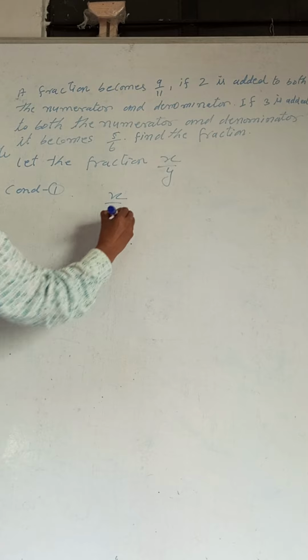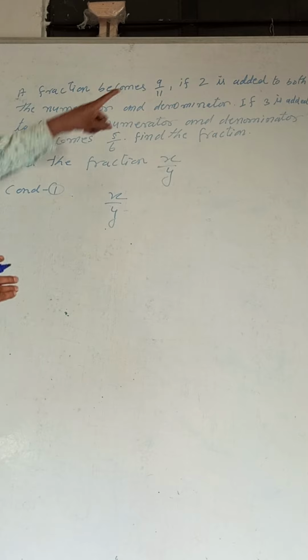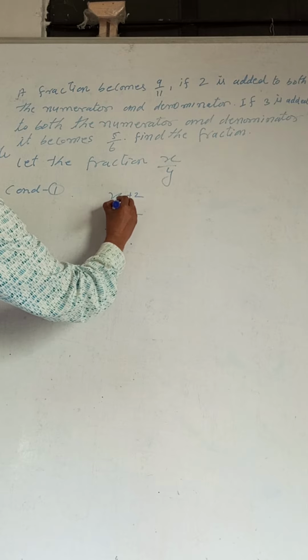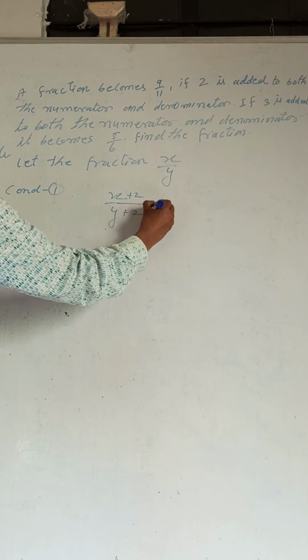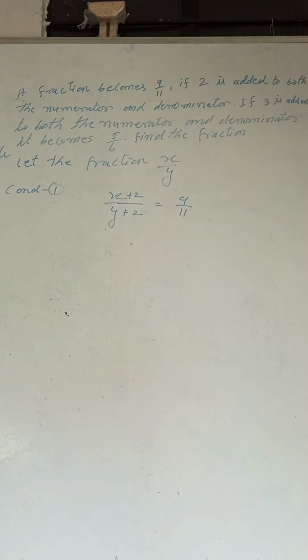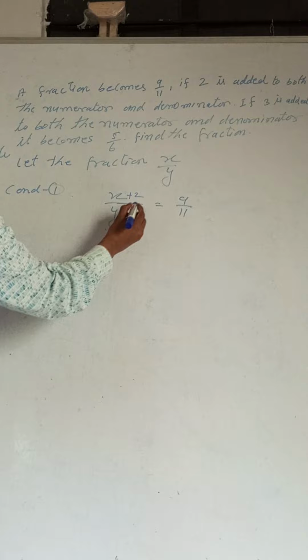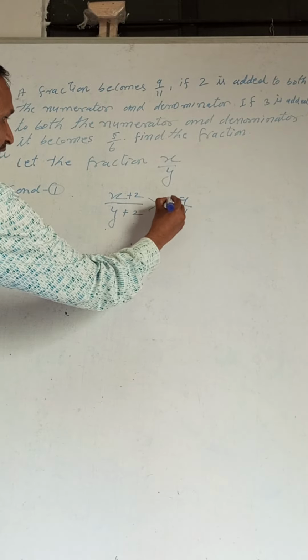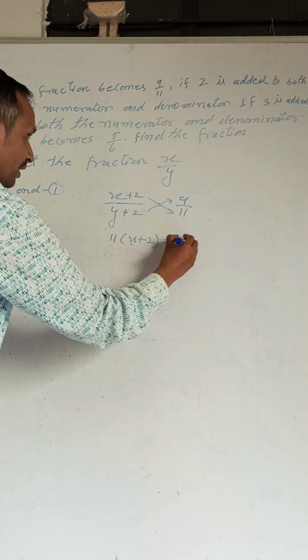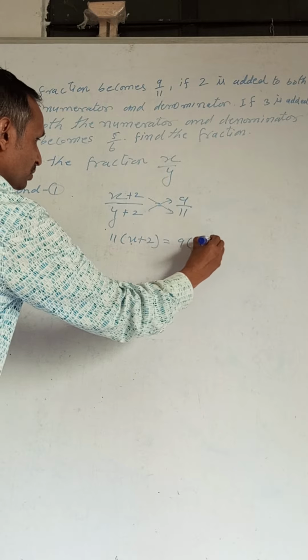x by y is the fraction. In that fraction, 2 is added to the numerator and 2 is added to the denominator. Then it becomes 9 by 11. Now we solve it by the cross multiplication method. We get 11 into x plus 2 is equal to 9 into y plus 2.